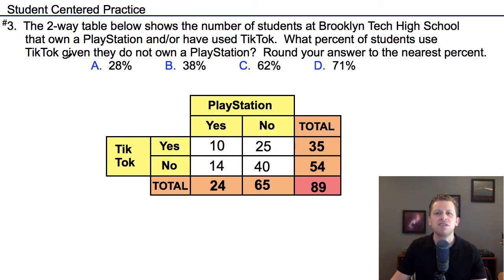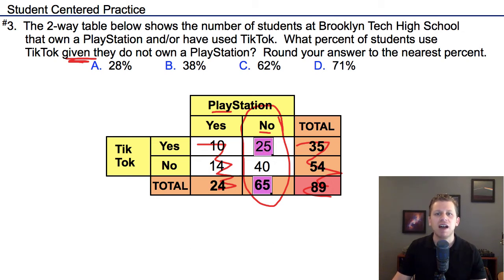Now let's go back and look at the problem. I want to know what percentage of students use TikTok given they do not own a PlayStation. Seeing that word given clues us in that this is a conditional probability, and it says given they do not own a PlayStation. So I don't want to know about all the students, I only want to know about the ones that don't own a PlayStation. Well, here's PlayStation and here's no, so I only care about these 65 students. I will not care about the ones that own a PlayStation, and I certainly don't care about the total number of students. So of these 65 students, how many of them use TikTok?